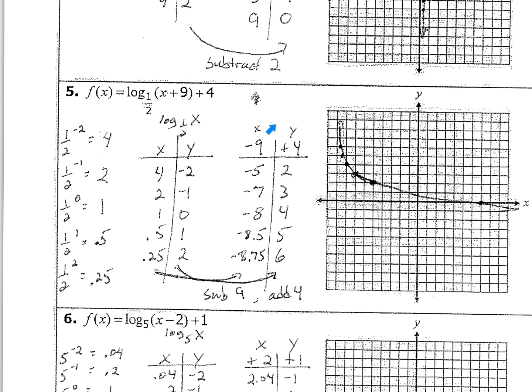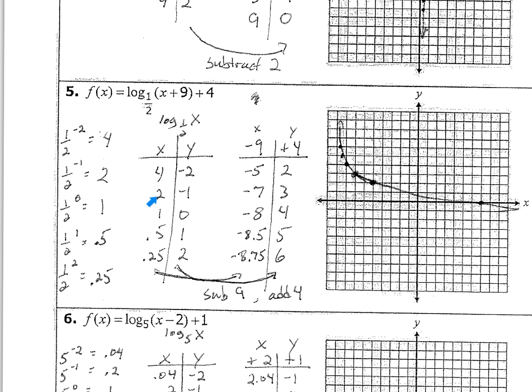Well, now over here in this table, I'm going to consider the fact that we're going to have to subtract 9 because we're shifting to the left 9 units on the x-axis. So for all of these x values, I am subtracting 9. And then here, the plus 4, that's going to add 4 to the y values of that parent function, or of log 1/2 x. So this x value of 4, I'm going to subtract 9. 4 minus 9 is -5. The -2, I'm going to add 4. -2 plus 4 is 2.